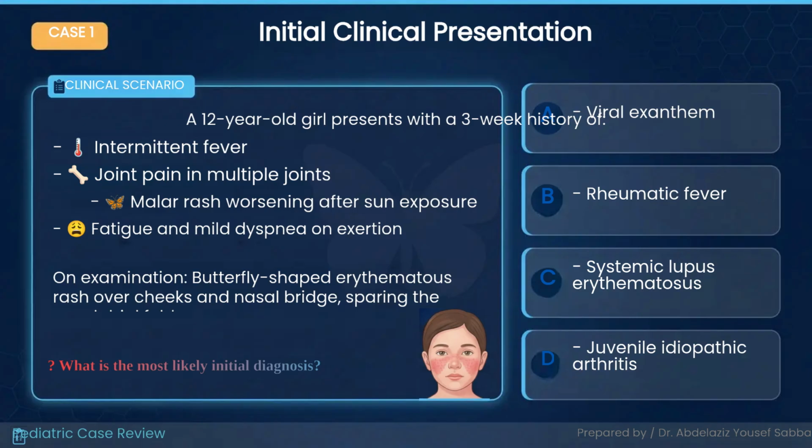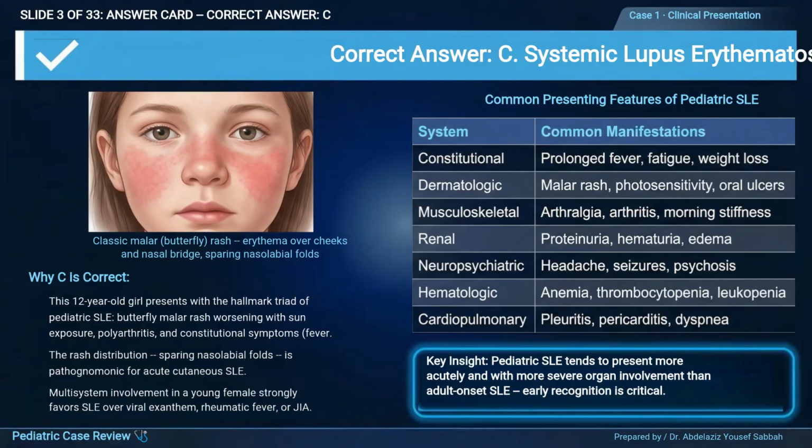Option A, viral exanthem. Option B, rheumatic fever. Option C, systemic lupus erythematosus. Option D, juvenile idiopathic arthritis. The correct answer is option C, systemic lupus erythematosus.